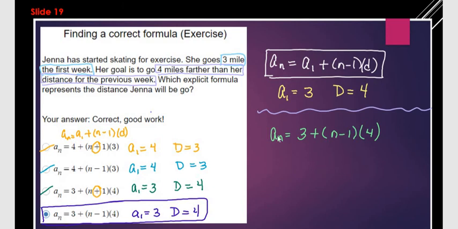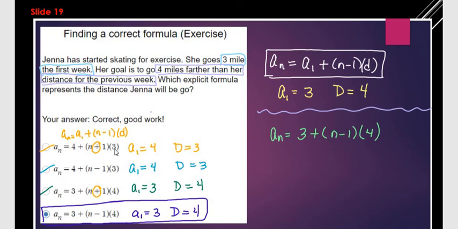On this one, you're going to find the correct formula. So Jenna has started skating for exercise. She goes 3 miles for the first week. Her goal is to go 4 miles further than her distance from the previous week. Which explicit formula represents the distance Jenna will go? So the first thing I'm going to do is look at this, set it up in explicit formula right here. And your A sub 1 is 3, your common difference is 4. This is what it looks like.